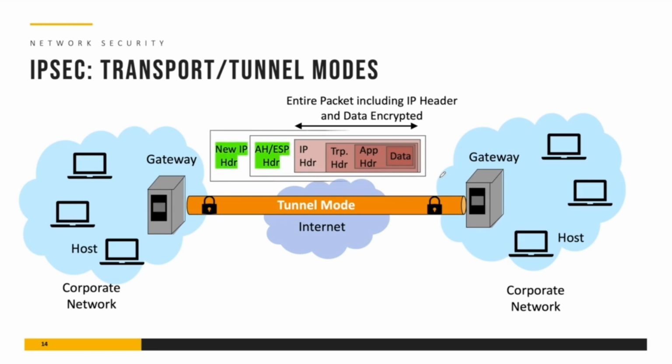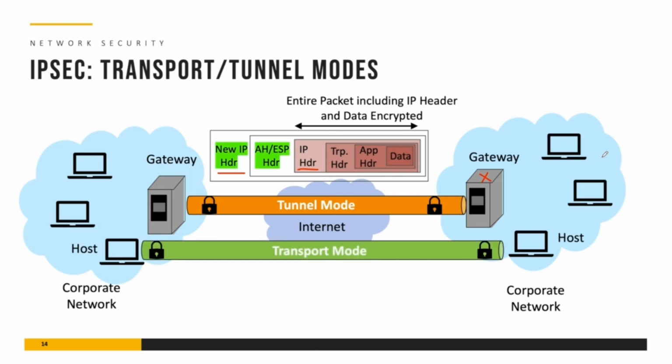but we also add a new header. Now, this new header would contain the IP address of this gateway. And we're doing this because the original IP header of the packet is encrypted now. So the routers on the internet cannot see the actual IP address. So you need to envelop this whole packet with a new IP header. So when this packet arrives at this gateway, it's going to extract the internal packet and then route appropriately.